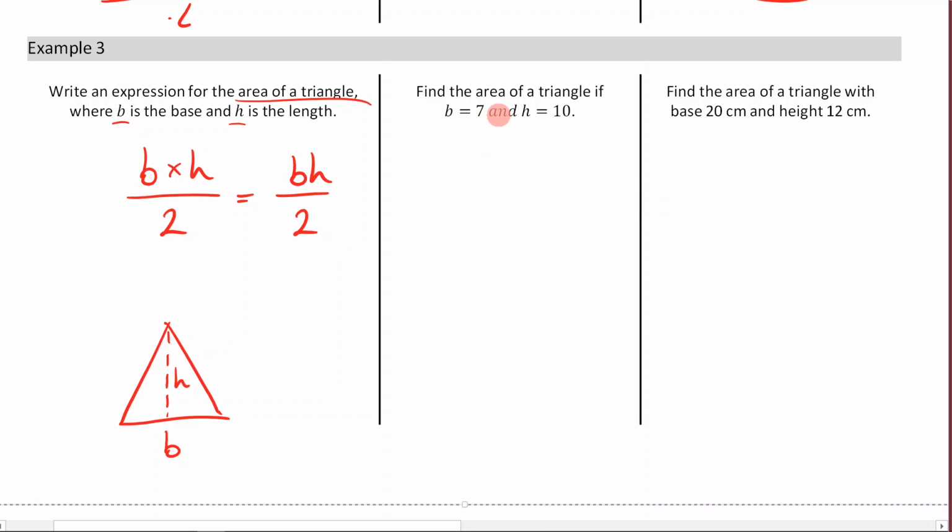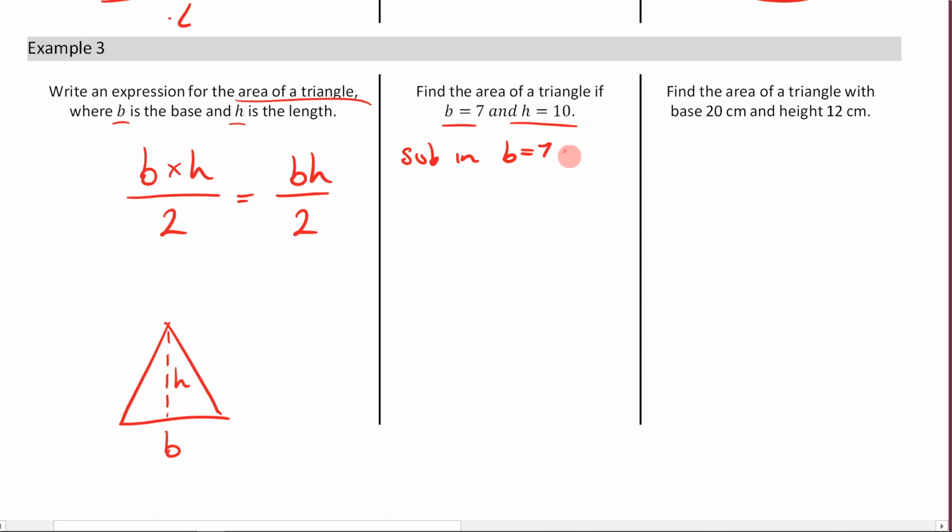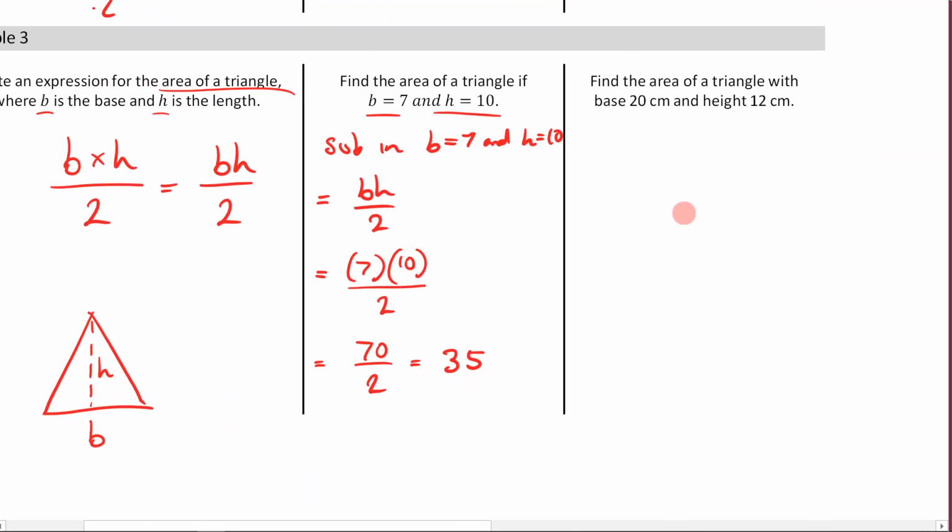Now we can answer these questions. Find the area of a triangle if b equals 7 and h equals 10. So we're simply going to sub in b equals 7 and h equals 10. So I'll start off by writing down, and I might do this nice and neatly, we'll start off by writing down this, and then I'll sub in 7 into the b spot. I'll sub in 10 into there over 2. 7 times 10 is 70 over 2, so my answer is going to be 35. Perfect. Let's move on to our next one.